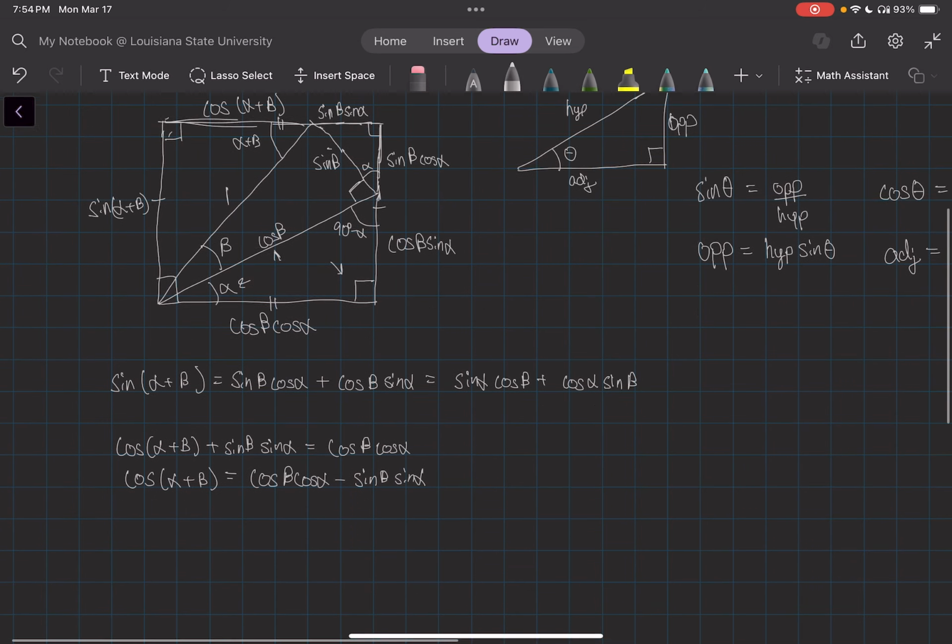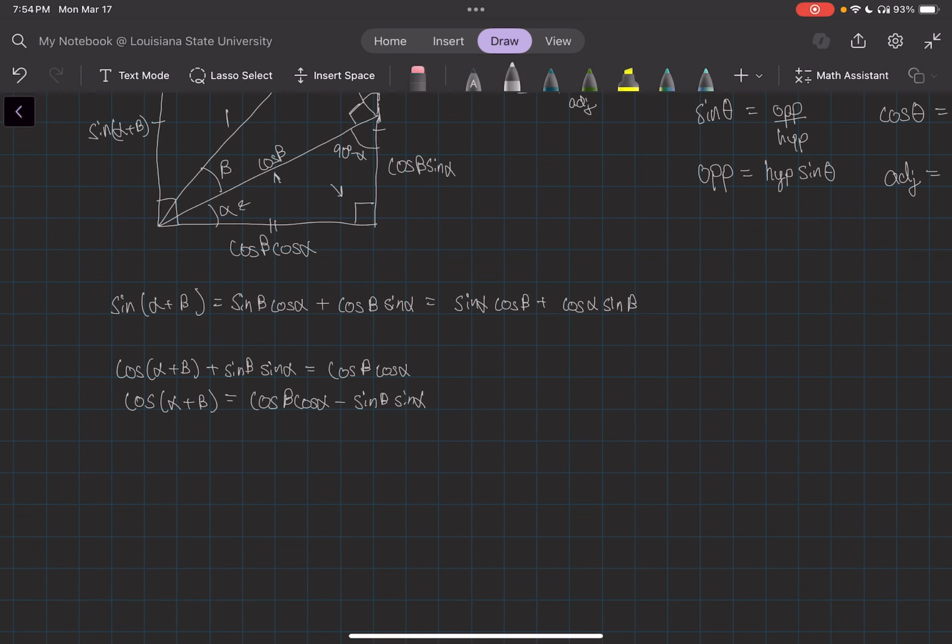Again, multiplication is commutative, so we could change the order to further fit our formula that we originally had, so cosine of alpha times cosine of beta minus sine of alpha times sine of beta.